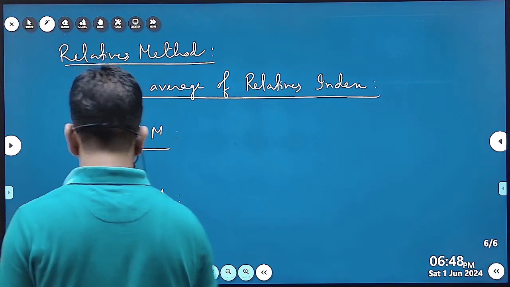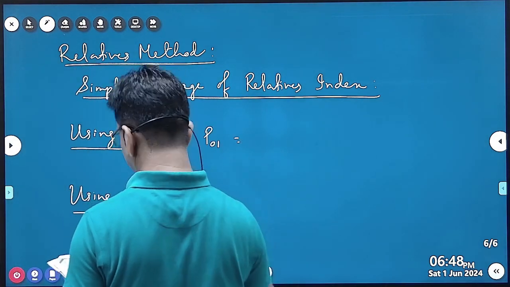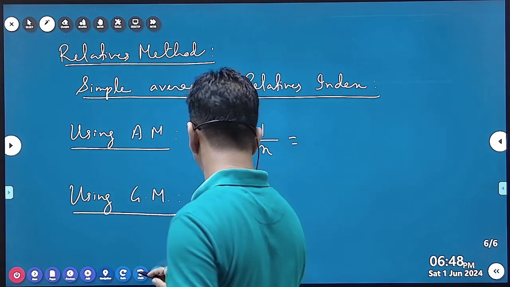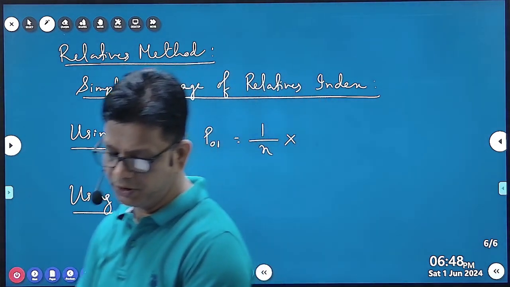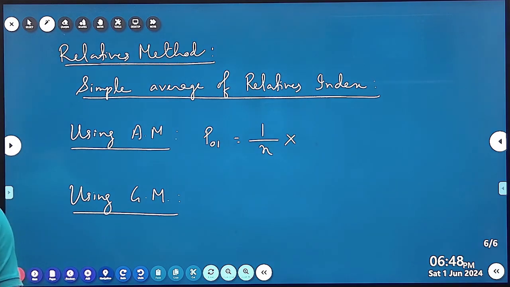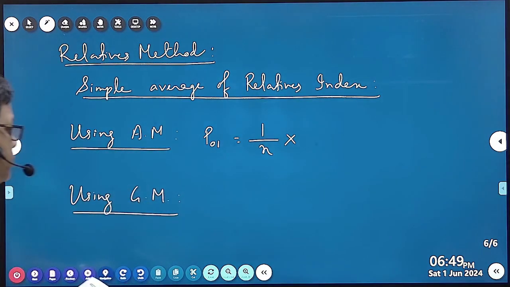Okay, now using AM, this method is given wrong in the book. They have given 1 by n equal to, actually it is 1 by n into, page number 426. Okay, page number 426, it is given 1 by n, I think equal is there. Am I correct? So it should be 1 by n into, not equal.